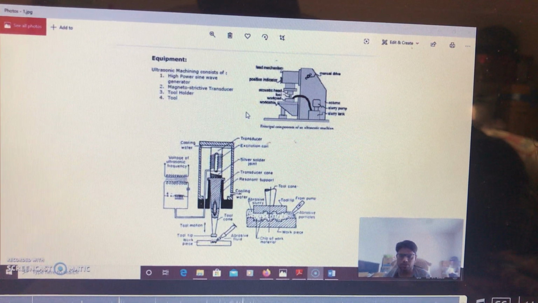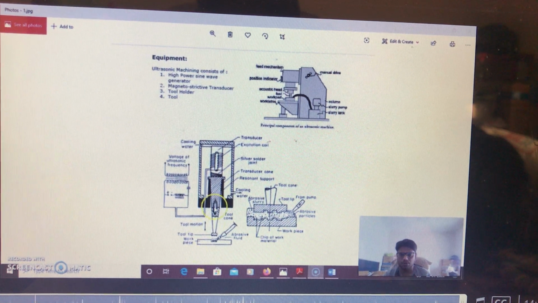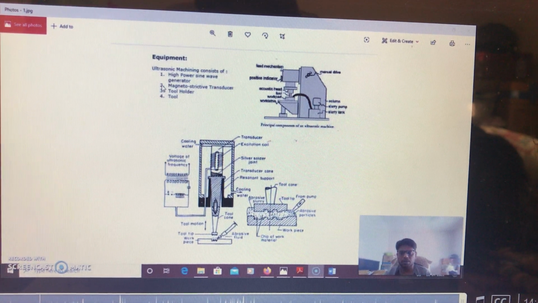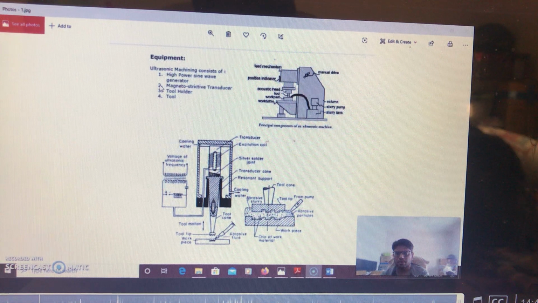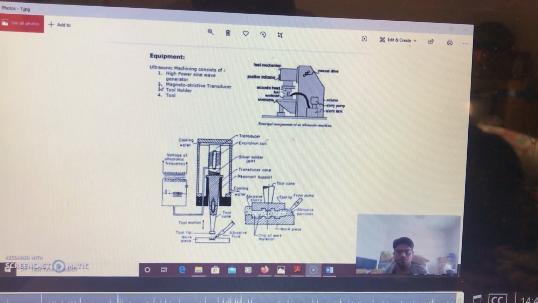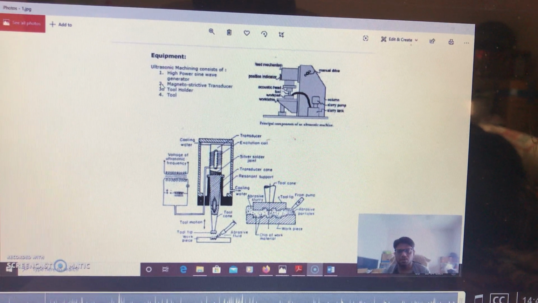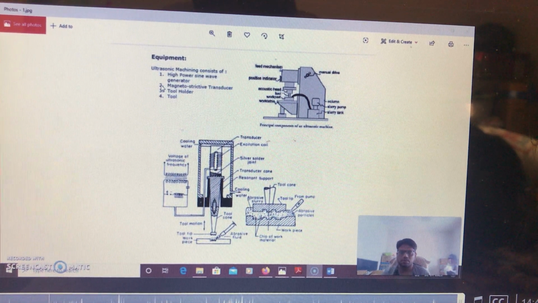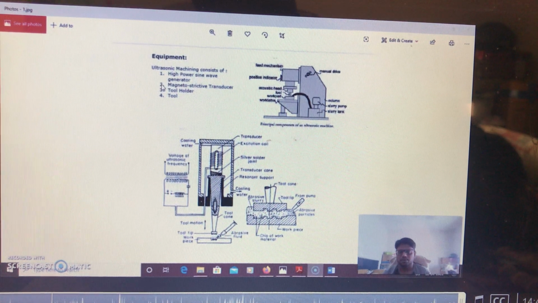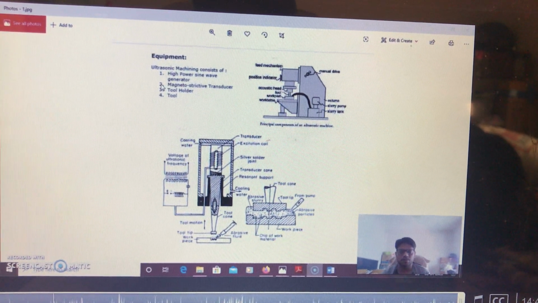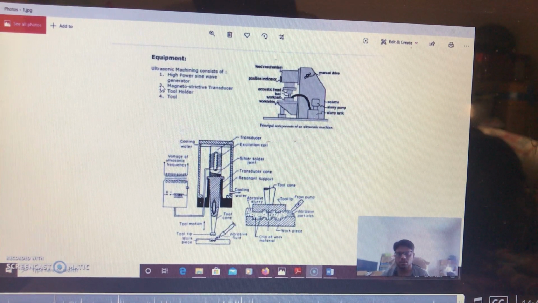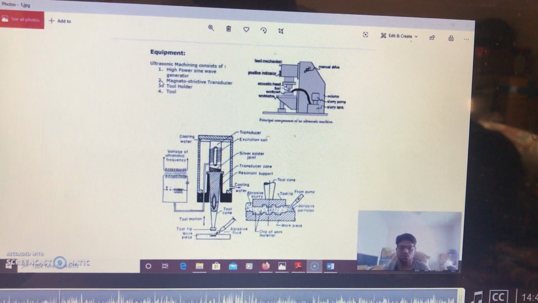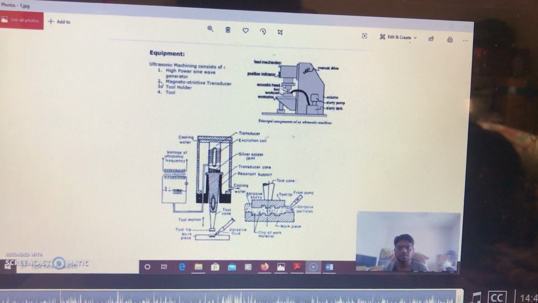This is an actual schematic diagram of the ultrasonic machine. Here we have the cutting head. The equipment has only four main components: the high power sine wave generator, the magnetostrictive transducer, the tool holder, and the tool. Ultrasonic means any component or system vibrating at a very high frequency and low amplitude, such that a normal human cannot perceive the frequency. Here we are using more than 20,000 hertz. This high frequency is used to machine brittle materials.